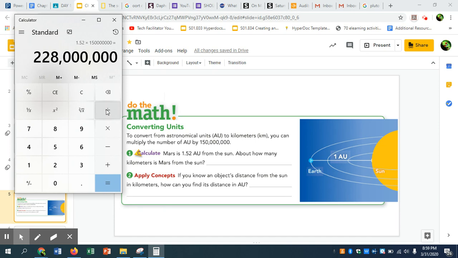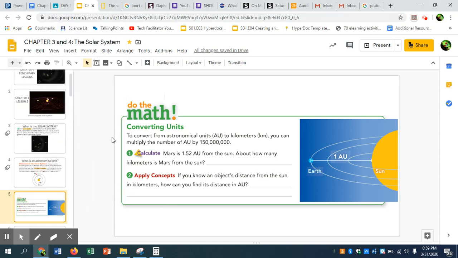Let's see if this works out. We have 228 million divided by 150 million. Come on, zeros. And that equals, ta-da, 1.52. And that's how you go back and forth. You either multiply or divide by 150 million. That's your base number, your key number here. Okay, moving right along. See, I told you, not so hard.